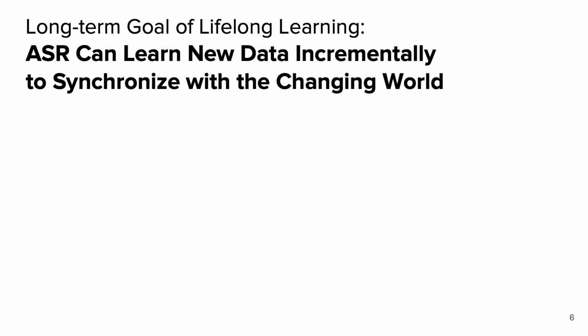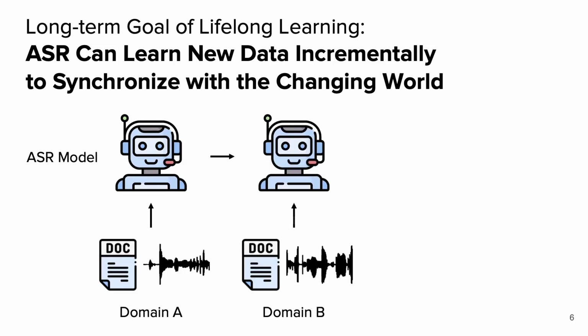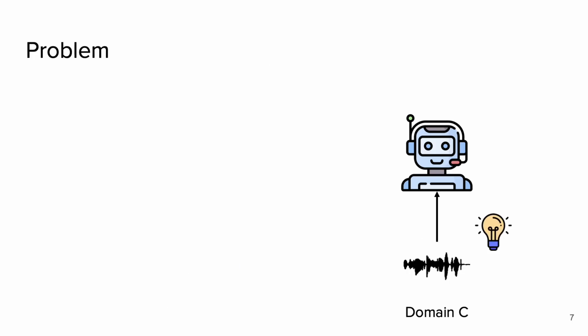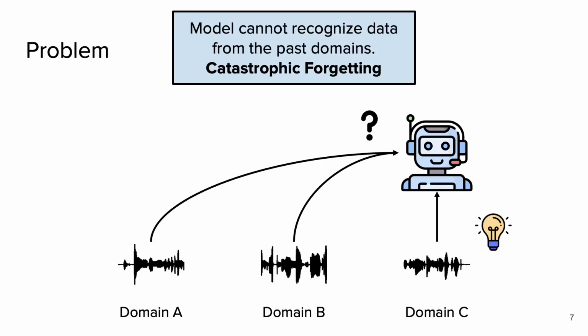So the long-term goal of lifelong learning is that ASR models can learn new data incrementally to synchronize with the changing world. For example, an ASR model is trained on domain A. Next, data from domains B and C are then used to fine-tune the model. After training, the final model can recognize data in domain C. But a very probable outcome is that the model cannot recognize data from the past domains. This is the phenomenon of catastrophic forgetting.